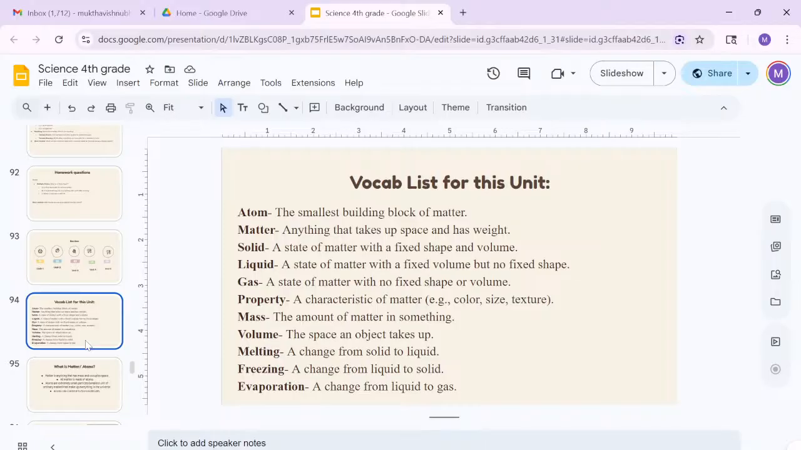The liquid is a state of matter with a fixed volume but no fixed shape. For example, if you have a cup of water, the amount of water in there stays the same no matter if you transfer it into a different cup or onto a plate. But the shape changes. In a cup, it stands kind of straight, more vertically. But on a plate, it's spread out horizontally. So the shape changes. Gas is a state of matter with no fixed shape or volume.